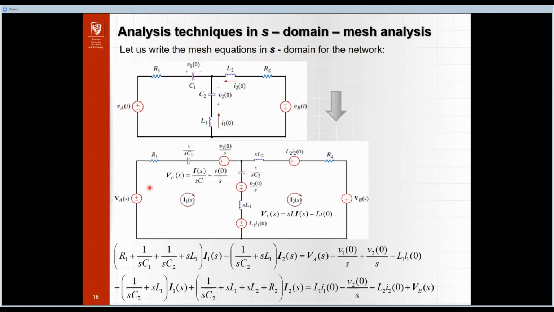Firstly, connected with the first loop, and we have the second loop here. The direction is clockwise. And firstly, from the first loop we have the parts connected with this first current: R1, and this is connected with these capacitors and inductors. The common part we always have here with the minus, the common part of this loop and this loop, is just 1 by CS2 plus SL1.